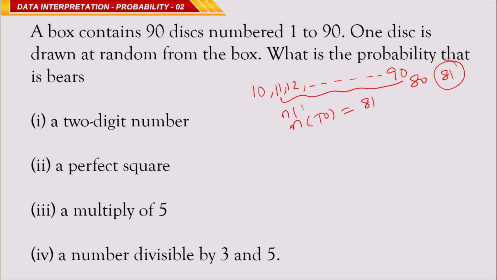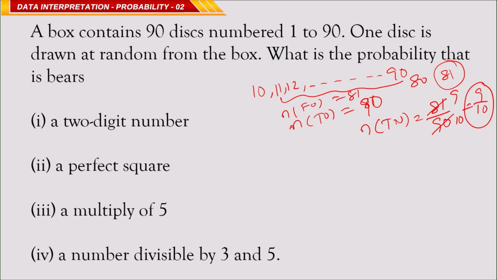What is the favorable outcomes for it? The total numbers are 90 and the favorable outcomes are 81. So, the probability of getting a 2-digit number is 81 by 90. 9 9s are 81, 9 10s are 90, so it is 9 by 10. Clear? So, the probability of getting a 2-digit number is 9 by 10.